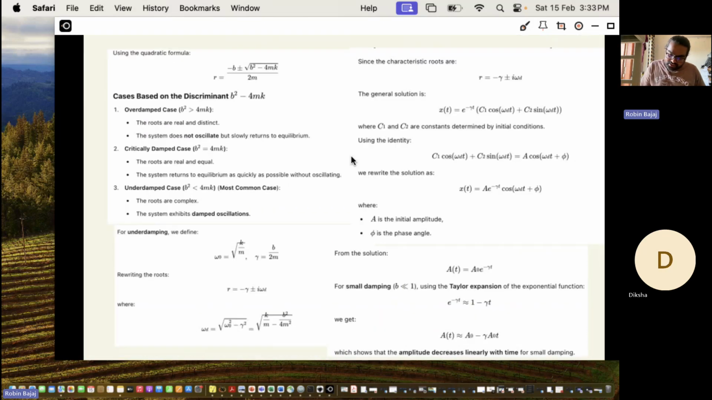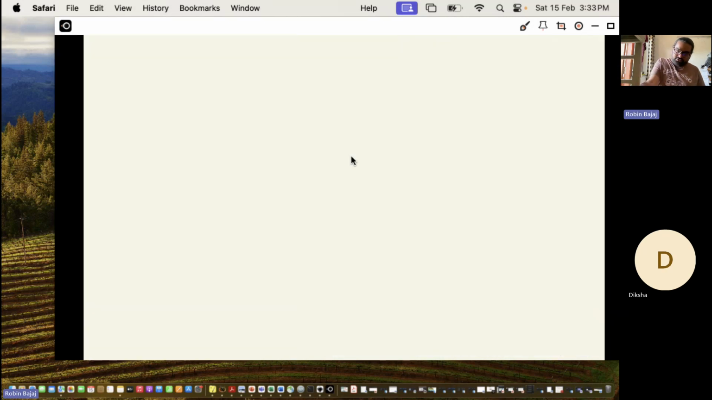So let me add a page after this. Just a second. Okay, so let's do that. Okay, so what's the differential equation of the spring mass system? Diksha, do you know what's the differential equation in terms of mass, spring constant, and the damping factor, b? Any idea?